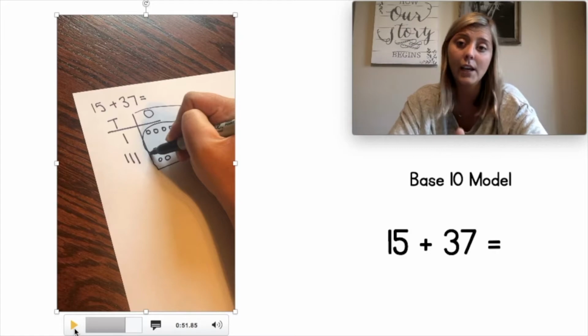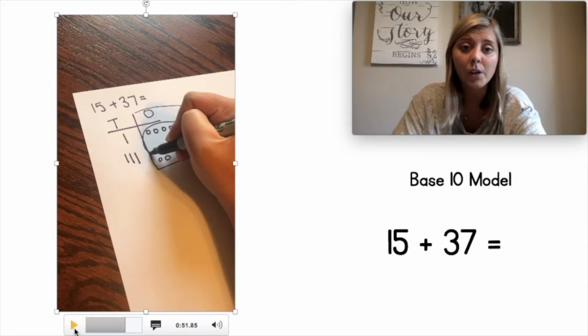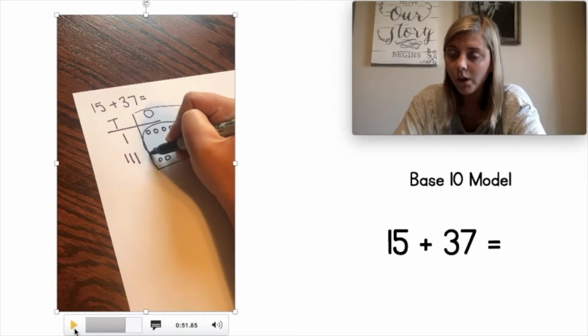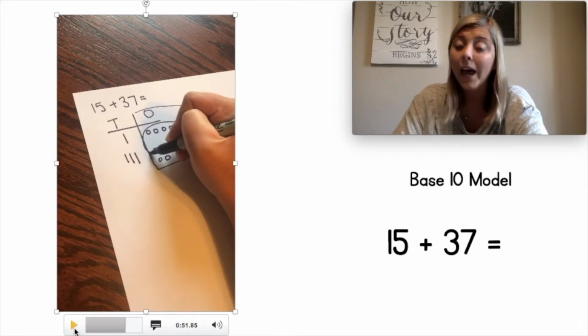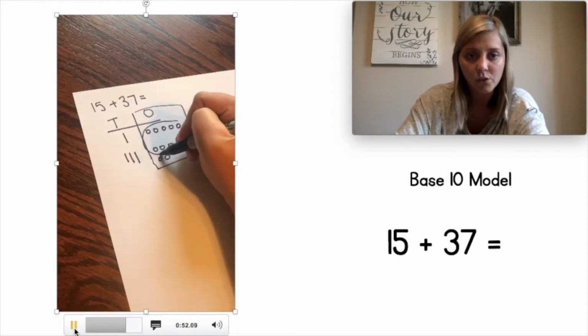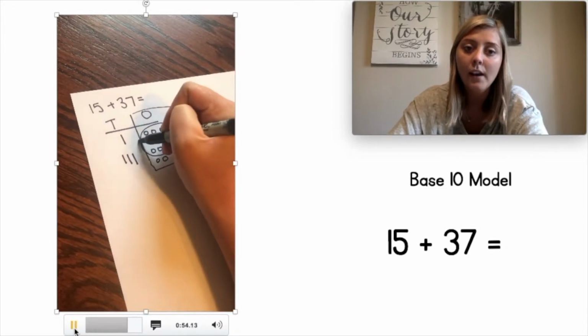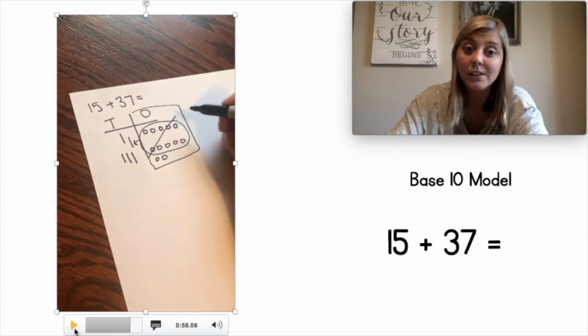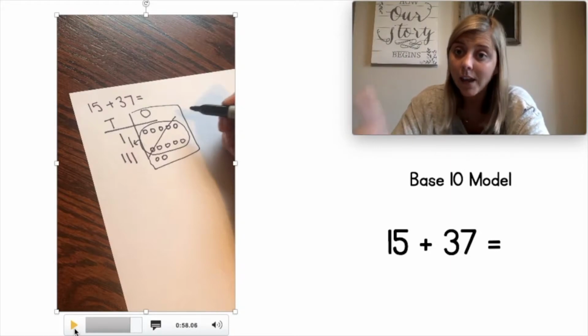So because I can't fit all of those ones into my answer, I'm going to have to take 10 of these ones, which is why I stopped at 10, and I'm going to have to regroup them over to the tens place. So I'm going to circle those 10 ones, and now they're getting regrouped into a 10 stick. I'm going to cross them out because they're no longer in the ones place. They are now a 10 stick.